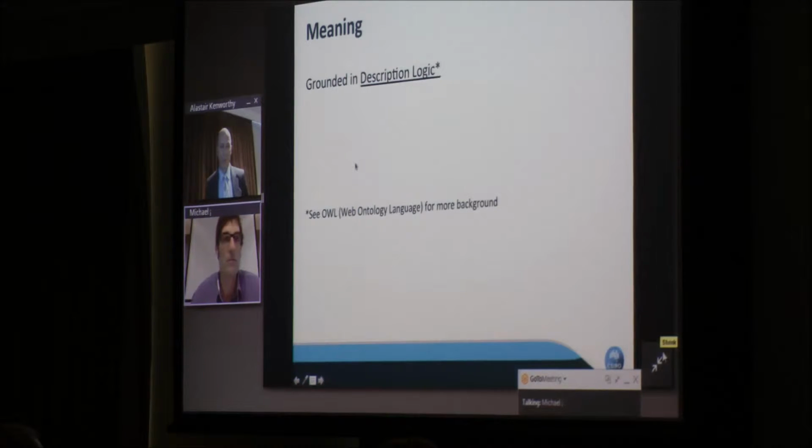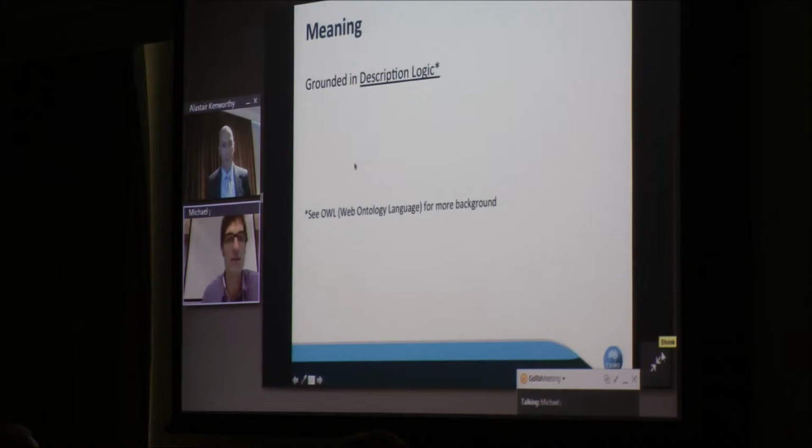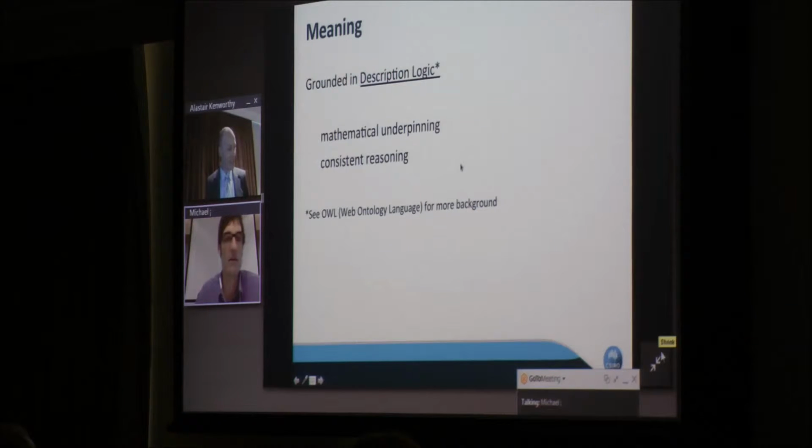So how does this work? Well, the meaning of these concepts is actually grounded in a thing called description logic. If you want to delve into the details of description logic, Google OWL and semantic web. Don't look at the RDF stuff because that has a different semantics. Look at the OWL stuff. That mathematical underpinning gives you consistent reasoning. So it means that tooling will always give the same answers because we've got a common way of reasoning about what those relationships mean.